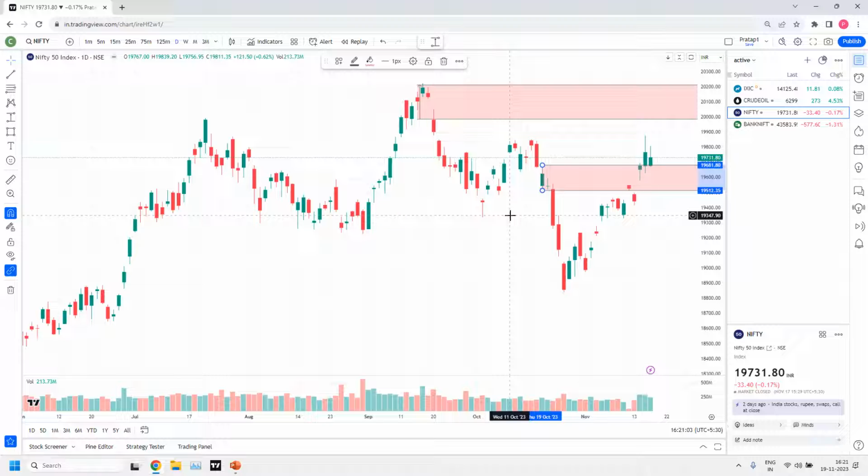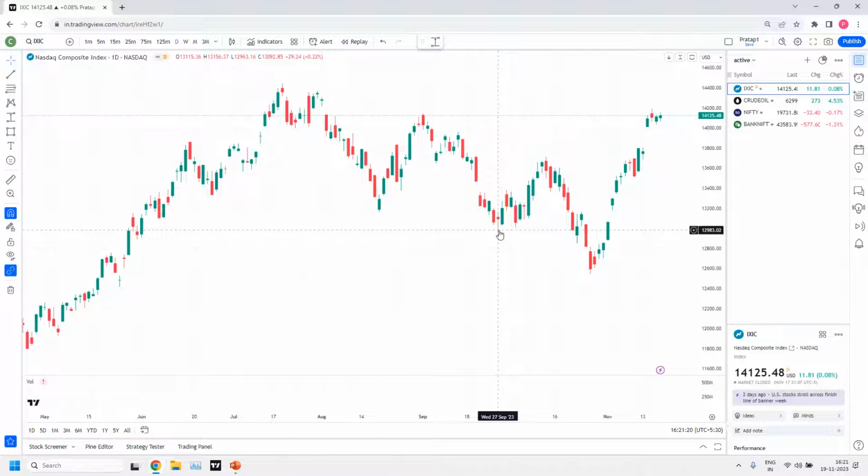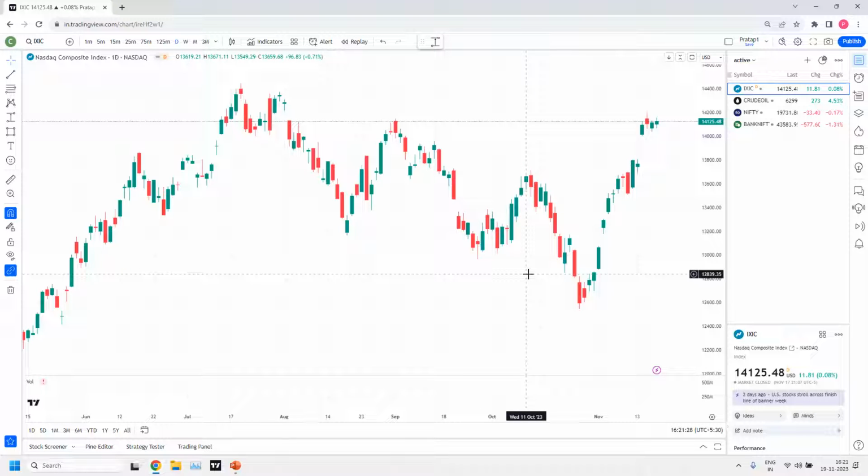And what is the next example? Leg out without follow through. Let me check. Without follow through means after the leg out, look into this. We have a leg out candle.